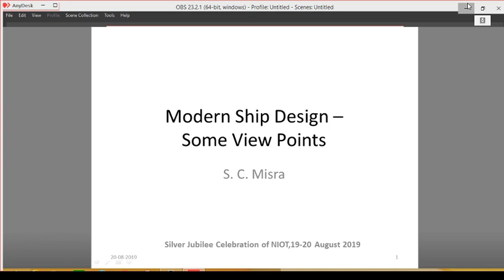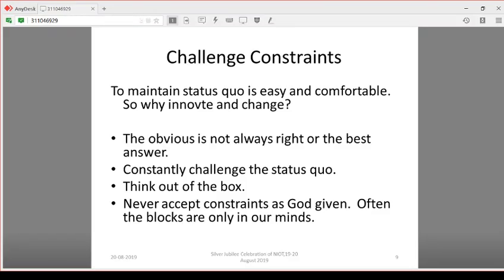Easy and comfortable. Let's run things as they are going. No change. It's easy and comfortable. So why innovate and change? The reason is obvious: what we are comfortable with may not always be right or the best answer.